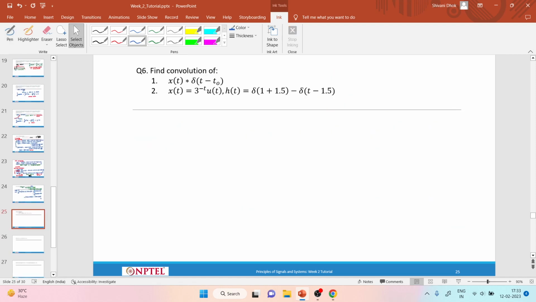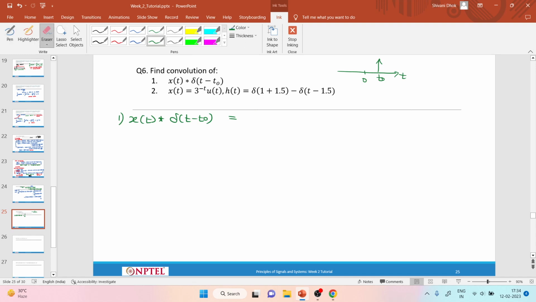Let us look at the next question. So here we are having two subparts and we need to find the convolution of x of t, any arbitrary input, with an impulse which is located at t naught. So my impulse is basically something like this. This is 0 and I am having an impulse which is located at t naught. So we need to find the convolution of x of t with delta of t minus t naught. So this is equal to integral from minus infinity to infinity.